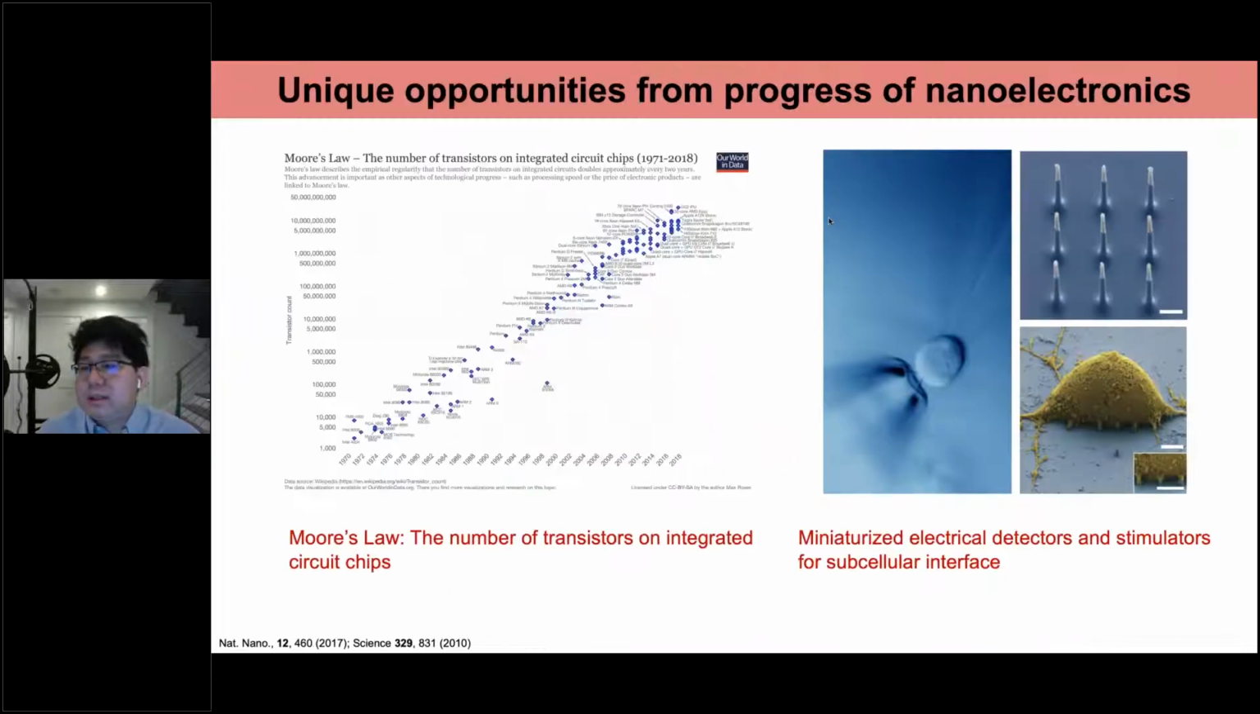But why do we think this is the time that we can do that? On one side, the picture on the left is driven by Moore's law. The number of transistors integrated on an individual chip is already equal to or even beyond the number of neurons in the human brain. And on the right, due to progress in nanotechnology, we can now make miniaturized electrical detectors and stimulators, and in the in vitro setting can probe the neurons in a very long-term stable way at subcellular spatial resolution.